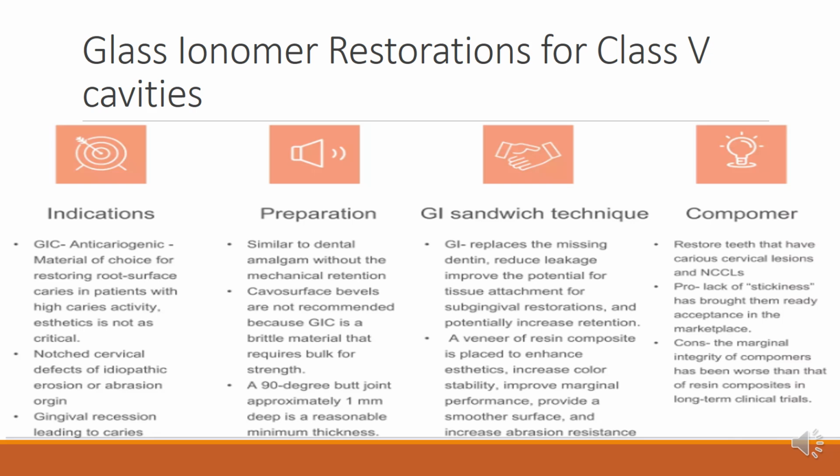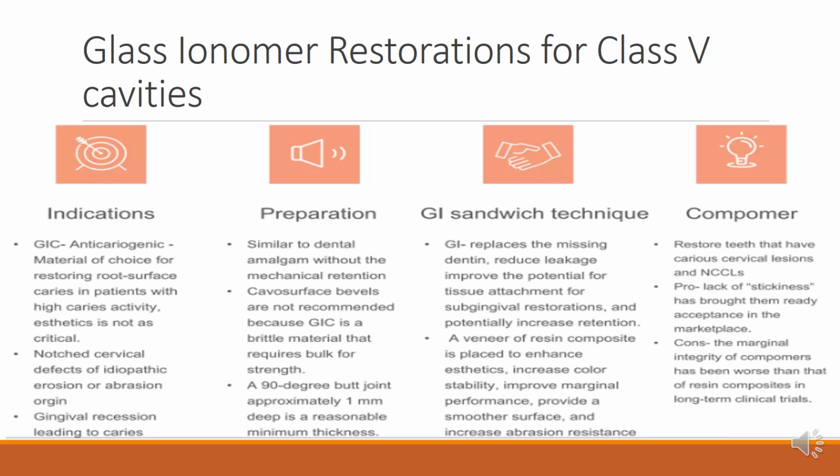Cavosurface bevels are not recommended here because GIC is a brittle material that requires bulk for strength. A 90-degree butt joint approximately 1 millimeter deep is a reasonable minimum thickness.